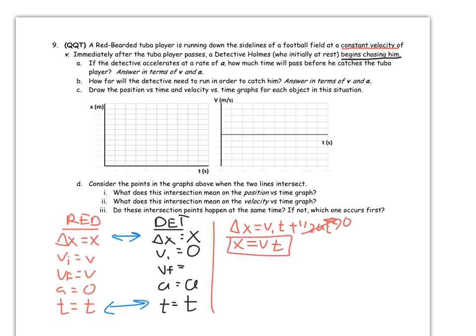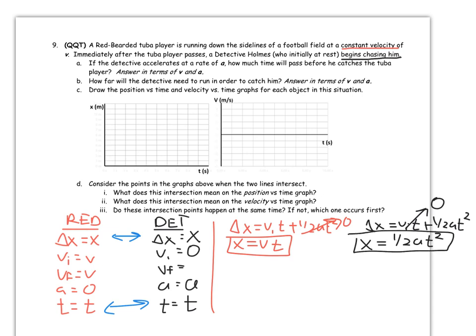And for the detective, I'm going to set up an equation as well. We don't know the final velocity at all for the detective, so I'm going to use the equation that doesn't include final velocity, which is the exact same equation here. We do have an acceleration though, just no initial velocity, so that term goes away, and we can say x is going to be 1/2 a t squared.